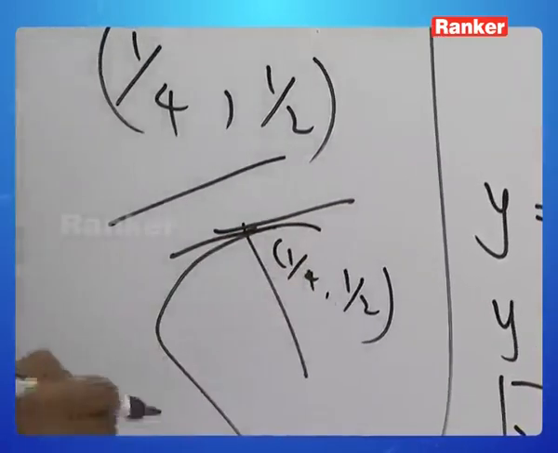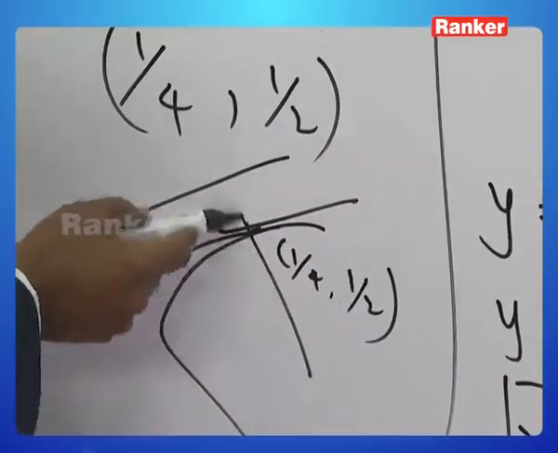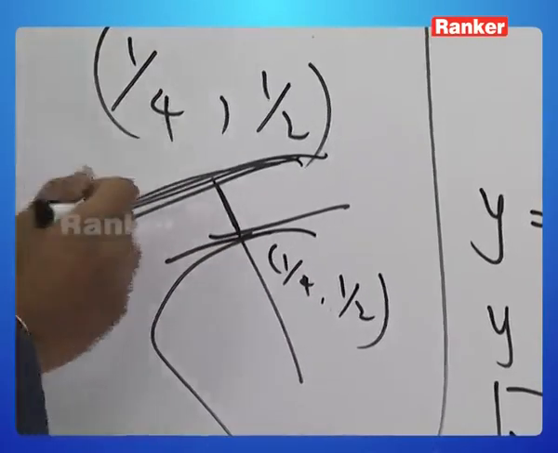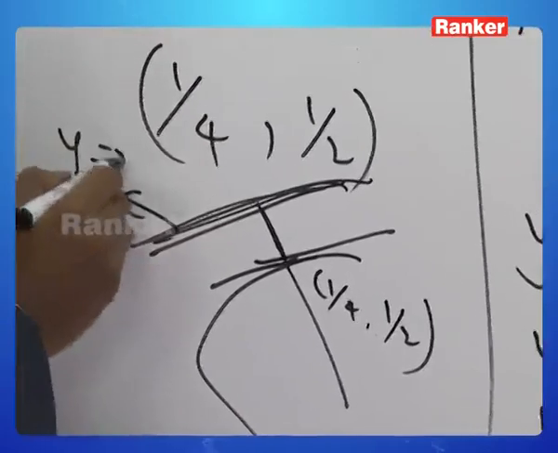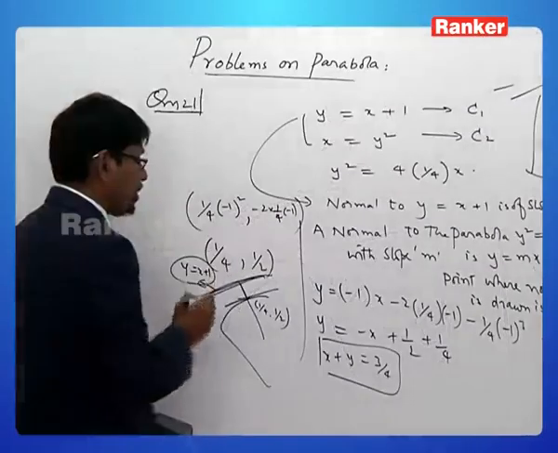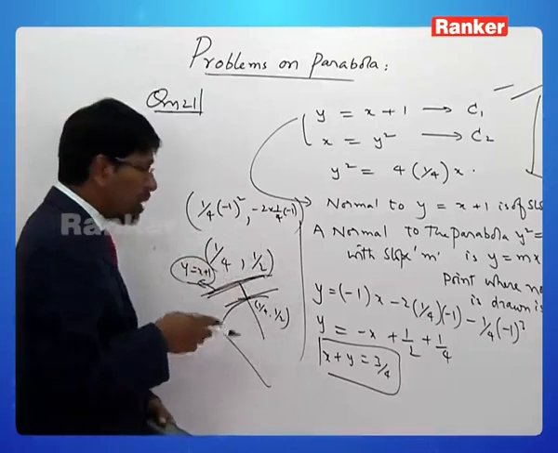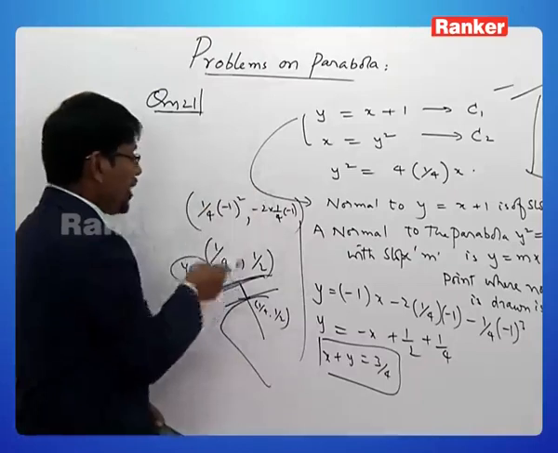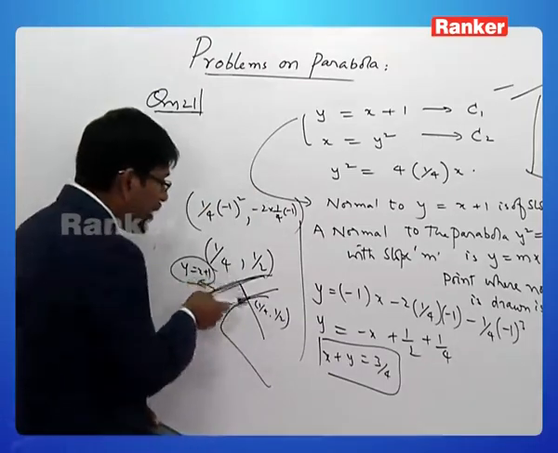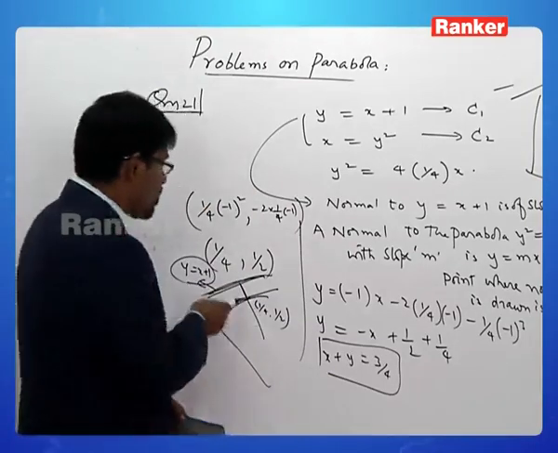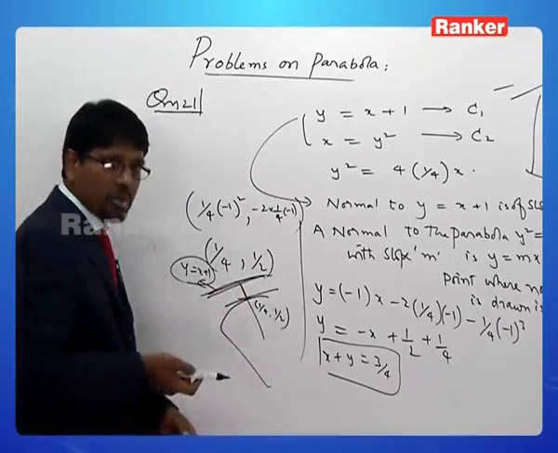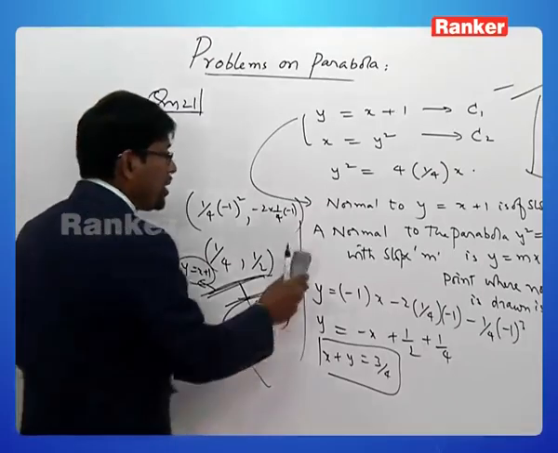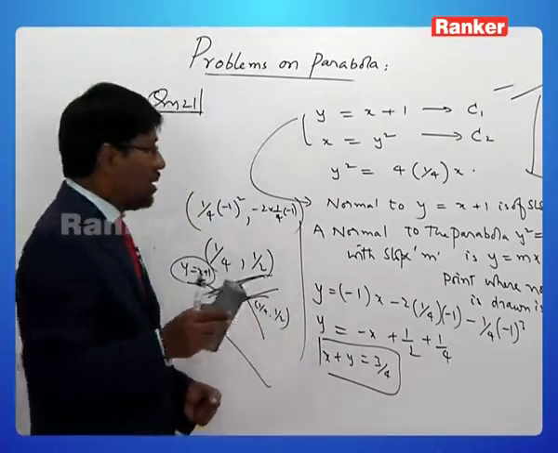Okay. So you can find out the distance between (1/4, 1/2) to this line y equal to x plus 1. We could have done the same problem in a different way, that is, I just draw a tangent which is parallel to y equal to x plus 1 to the parabola and find the distance between these two parallel lines. That will also give us the shortest distance. So what is that shortest distance? It's given by the common normal.